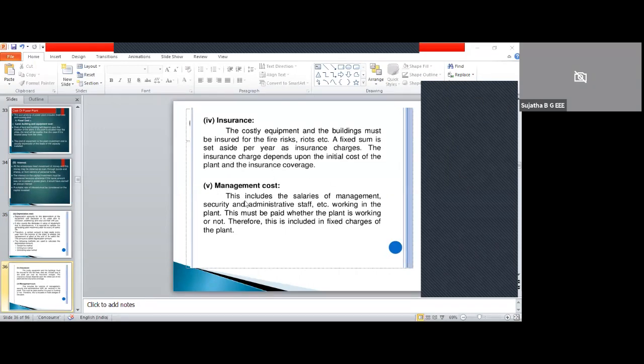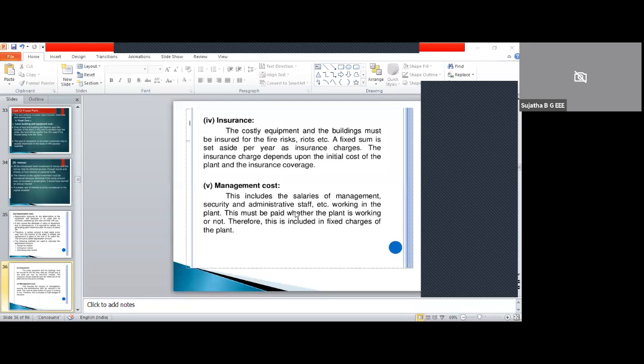Then management cost. This includes the salaries of management, security, and administrative staff. For all these people who are working in the plant, salary has to be given. This must be paid whether the plant is working or not, so you have to pay the salaries for all the management, security and administrative staff. That is why this is considered under fixed cost. Therefore, this is included in the fixed charges of the plant.